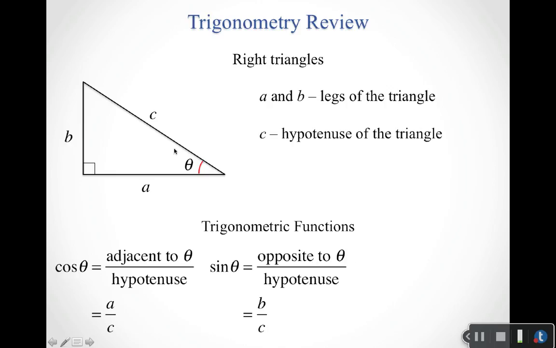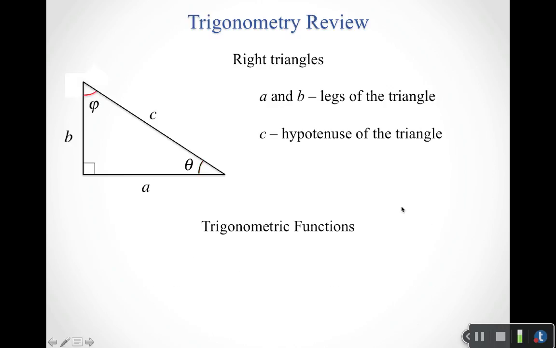The sine function, so sine theta, is the opposite side to angle theta divided by the hypotenuse. So in this case, the opposite side is side B, so this is going to be B over C. And then to get the tangent of theta, we take the ratio of the opposite side to theta to the adjacent side to theta. So this will end up being B over A. Now the reason we added these thetas is to emphasize that there's actually a choice. We could pick a different angle.